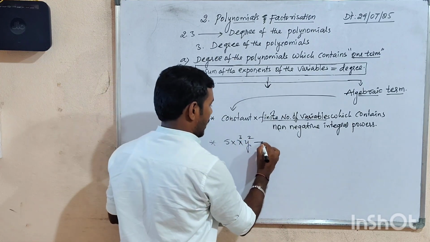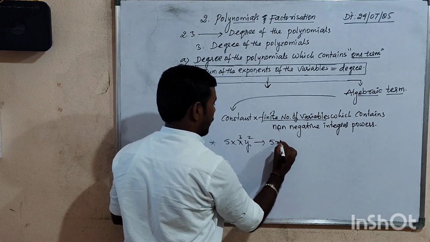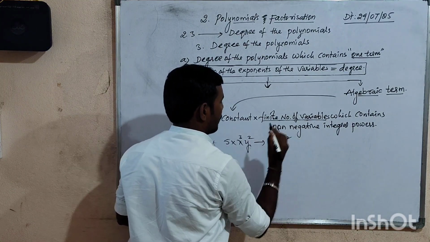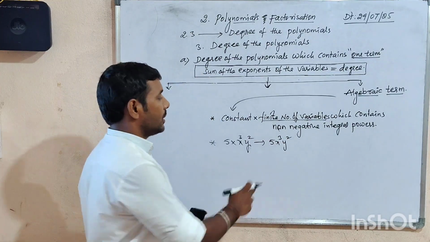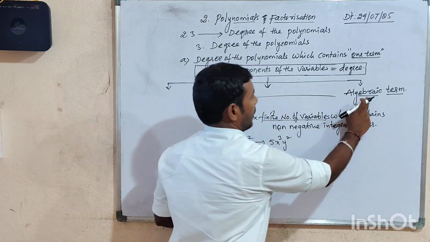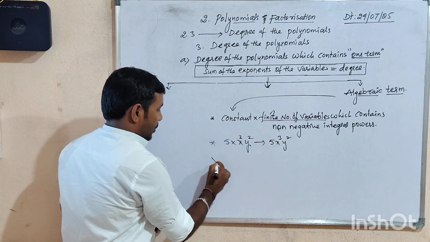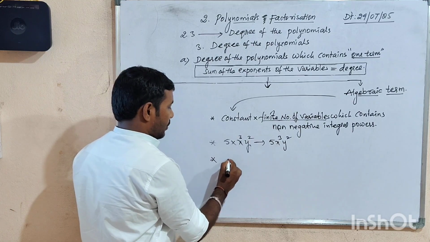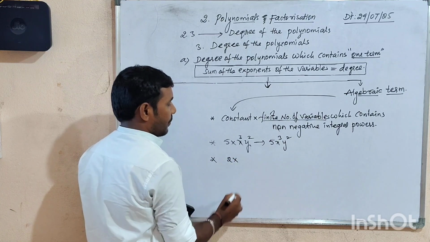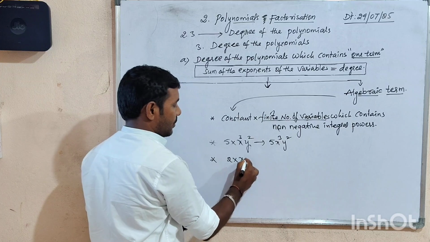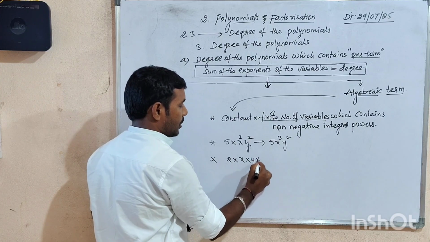Now this can be written as 5x power 3, y power 2. What is this? This is one of the algebraic terms. Let us go with one more. Now 2 into x into y into, suppose, z there.